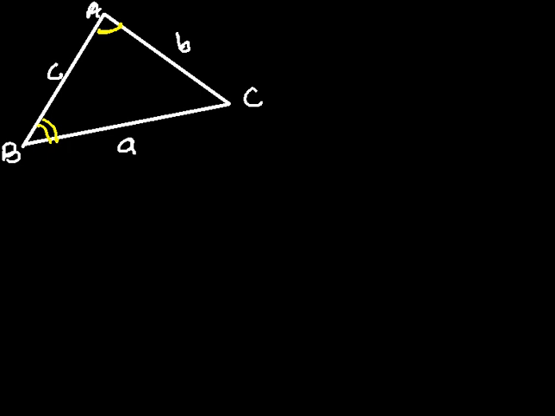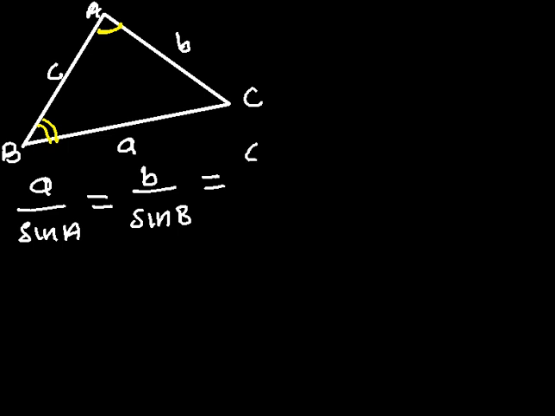The sine law states that, starting with angle A versus its corresponding side, the ratio of the side a to the sine of its opposite angle A is the same as the ratio of the side b to the sine of its opposite angle B. It is also the same as the ratio of the side c to the sine of its opposite angle C. So this is what constitutes the sine law.